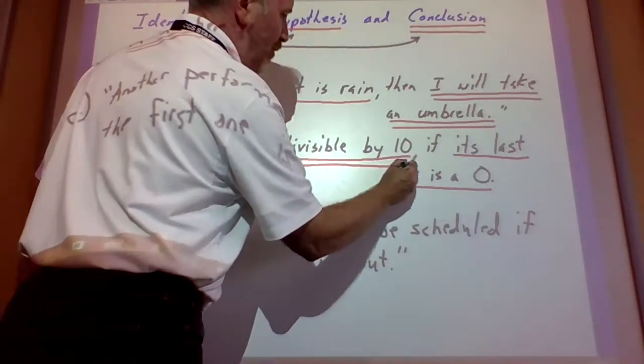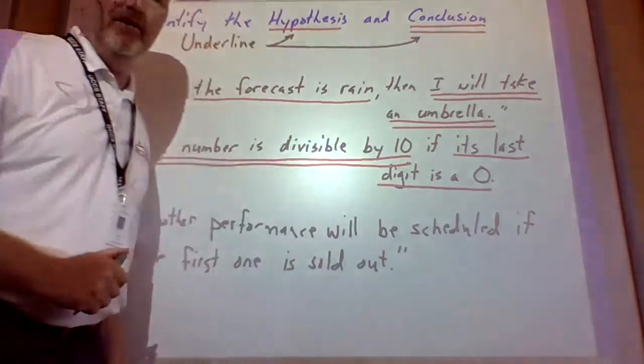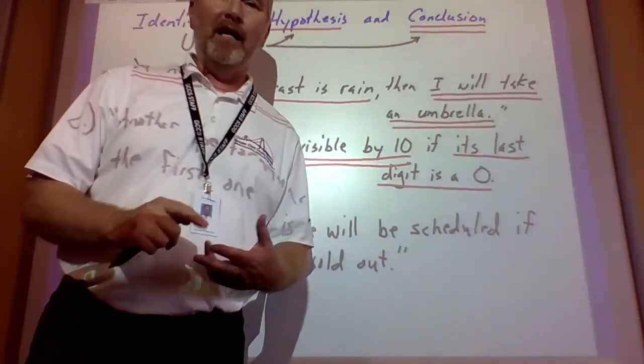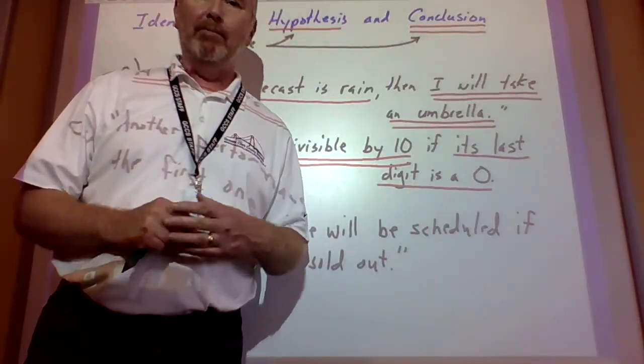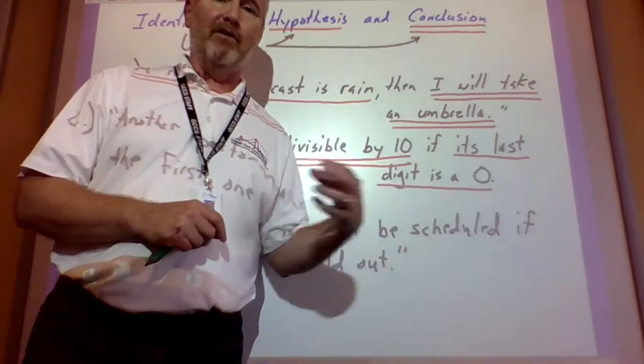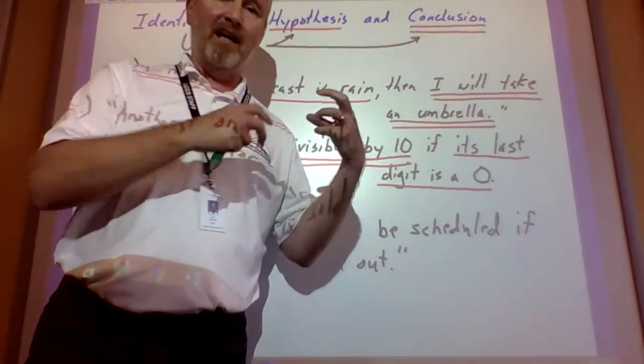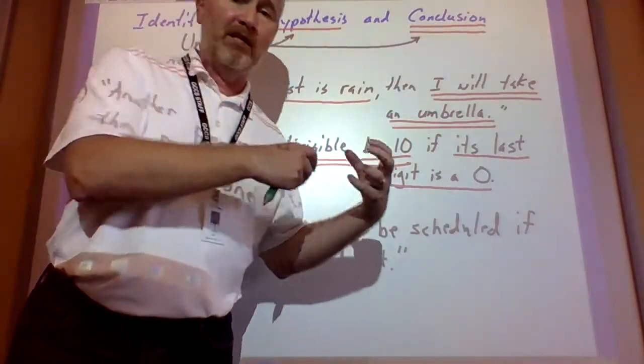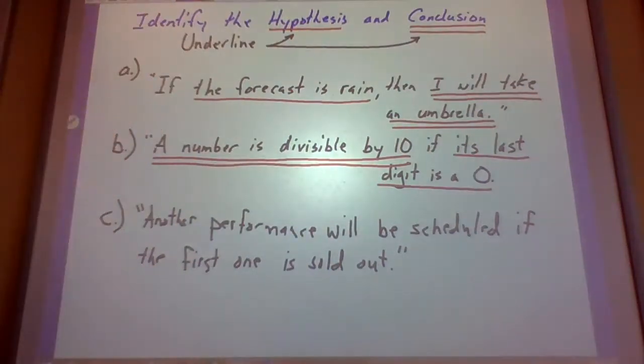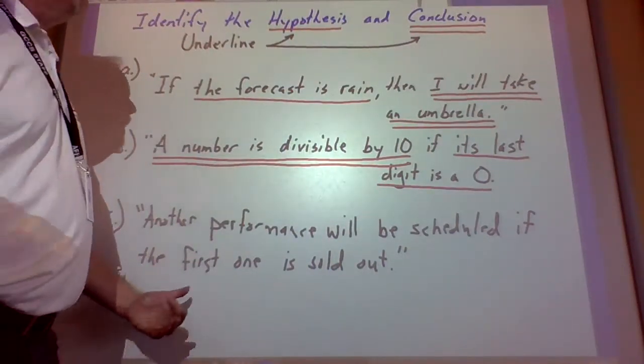And once again, notice how the word if did not get underlined at all. The word if will not and the word then will not get underlined. Please don't think they're the part of it. They're the warning sign that says, hey, here comes the hypothesis, or hey, here comes the conclusion. All right. And here's another one.